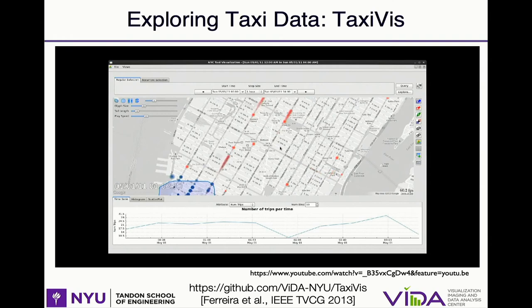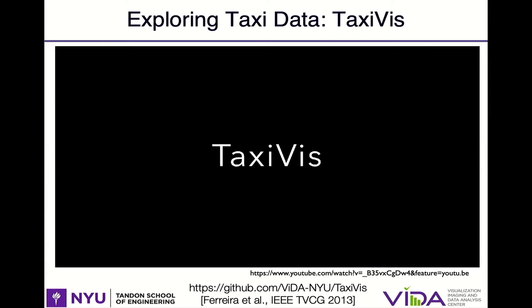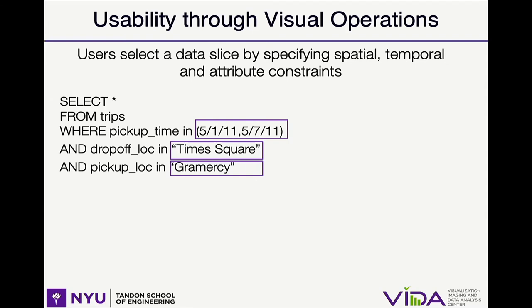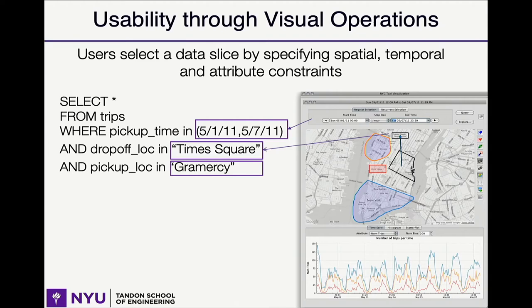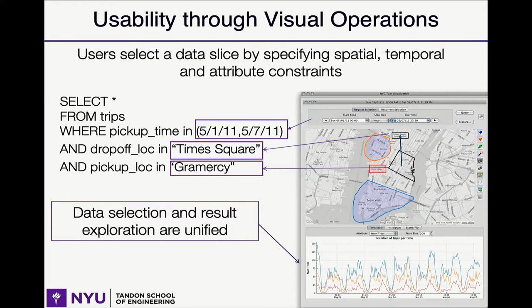So let me just skip this and go forward. Right. So here again, we achieve usability through visual operations. Instead of having users write textual SQL queries, everything can be specified through a visual interface. Another advantage that the domain experts really liked here is that in order to study this data set, they would often use Oracle or something to select the data, and then they would move to some statistical tool to visualize and analyze the data. And here they can do the queries and actually see the analytics in the same environment so that they don't lose the spatial and temporal context, right?